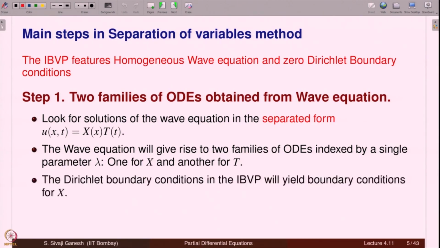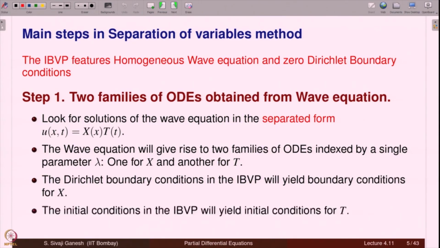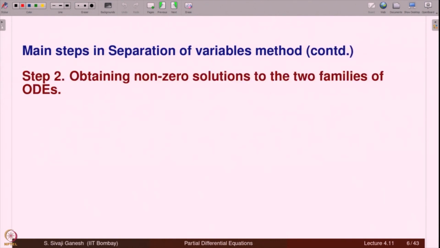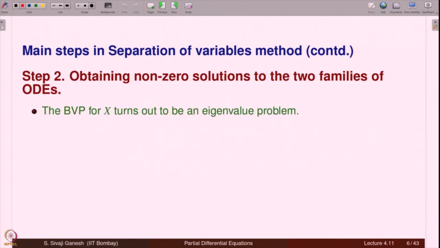The Dirichlet boundary conditions in the IBVP will yield boundary conditions for X, and the initial conditions in the IBVP will yield initial conditions for T. We will see exactly later. Step 2 is obtaining non-zero solutions to the two families of ODEs. The BVP for X turns out to be an eigenvalue problem.